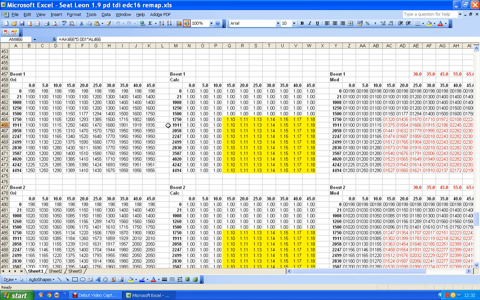Okay, in this video I've just come from the smoke limiting map, the map where injection quantity was being limited by manifold pressure, and I've come straight to the boost map because it's the boost map that's supplying the manifold pressure, so it makes sense to come straight to here.